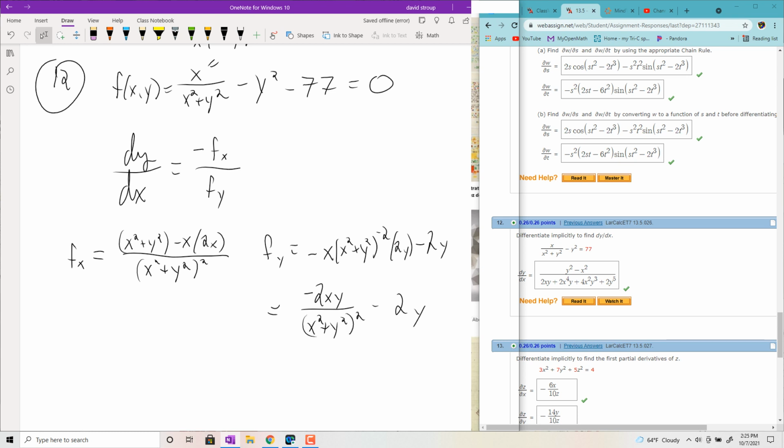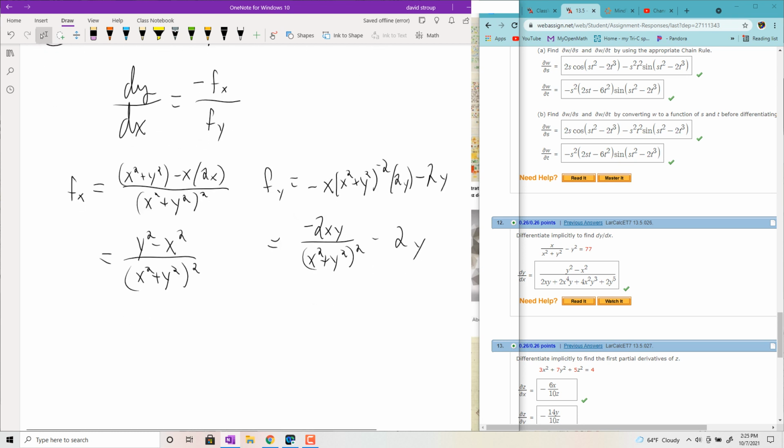The f of x, f with respect to x, let's rewrite that a little bit. It'll be minus 2x squared, right? So x squared minus 2x squared is negative 1x squared. So I have y squared minus x squared all over (x squared plus y squared) squared. And then to get the implicitly differentiated version, it's the negative of fx, so making this negative and distributing it, I'd have x squared minus y squared all over (x squared plus y squared) squared.